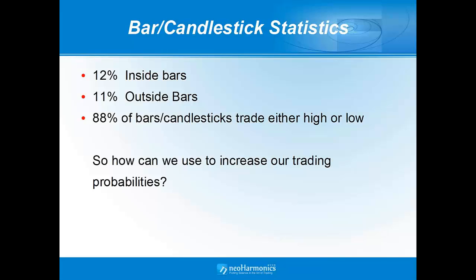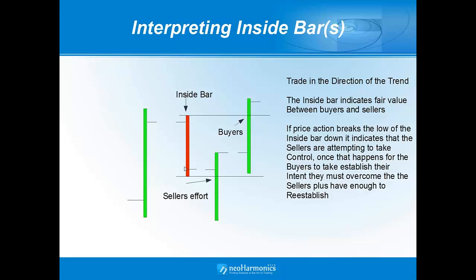If you take that 77%, you add it to the 11%, which breaks both ends of the bar, you have 88% of the bars that either trade higher or lower or both. So one of the things that we're going to look at is how this is actually going to help us increase our trading probability. So let's take a look at what the inside bar is telling us.